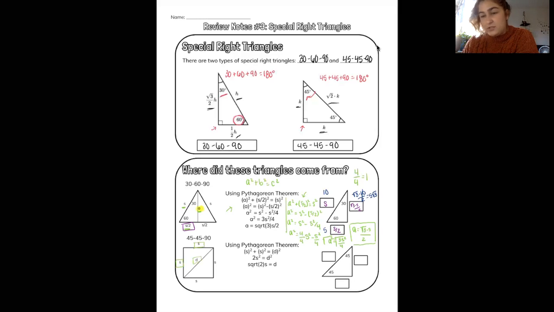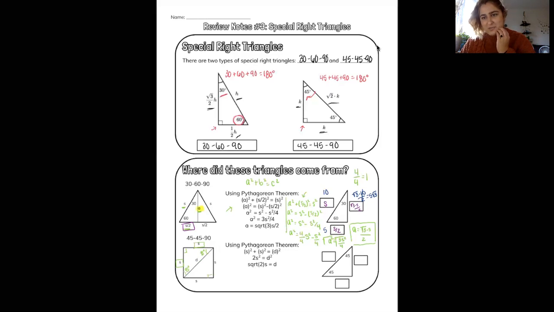And so I know this is a 45, 45, 90 triangle, because every angle in a square is 90 degrees, right? So this is 90, 90, 90, 90. And when we cut a 90-degree angle in half, we get a 45-degree angle, right? So those 90-degree angles turn into 45 for both of them.